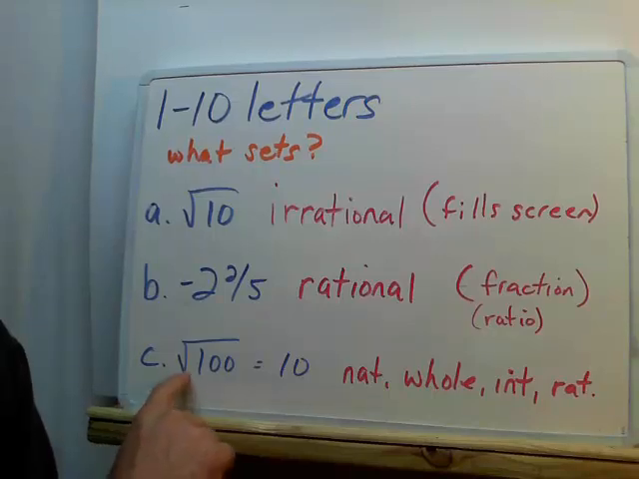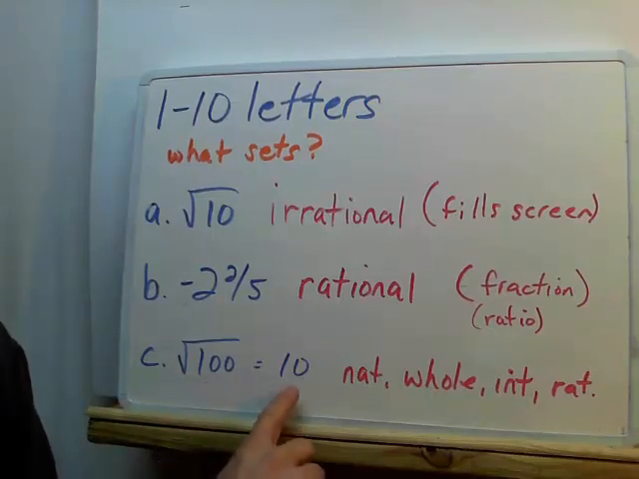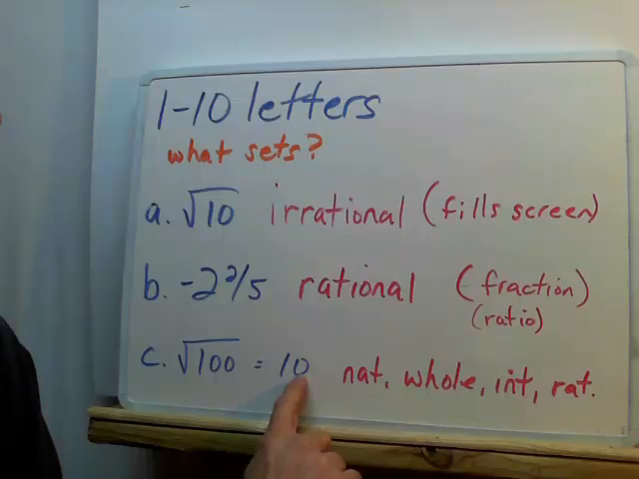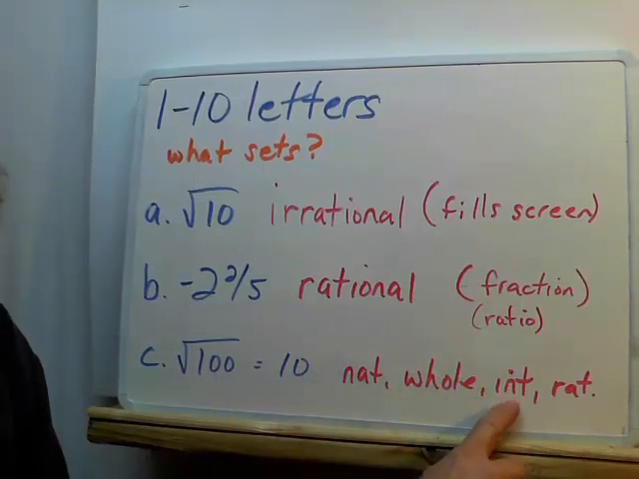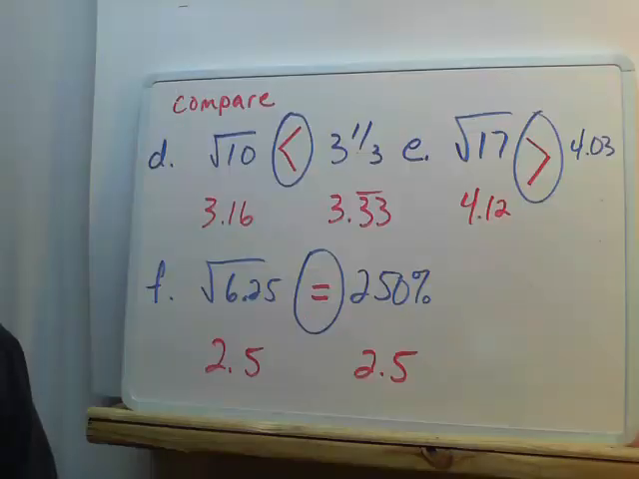Letter C, we have the square root of 100. Well, we can calculate that to be 10, and 10 is a natural number, which makes it a whole number, an integer, and a rational number, all 4. Next, we need to compare.